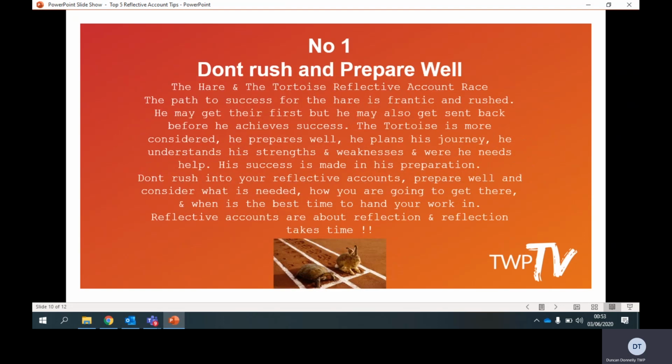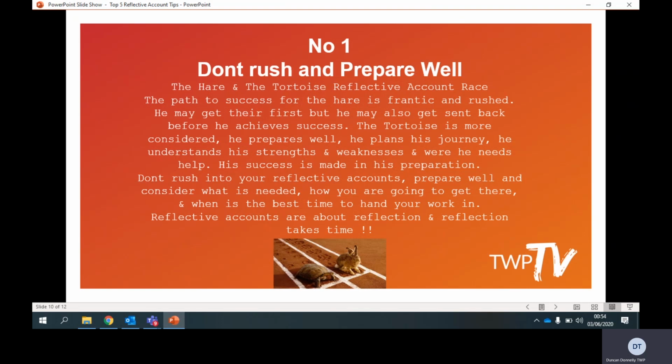Now, here's number 1. Don't rush and prepare well. I'm going to relate this to a story that you may know, you may not know. If you don't know, if you're of a certain age, you may have to go on Google and actually Google this story. This is the story about the hare and the tortoise. My title is The Hare and the Tortoise, the reflective account race. The path to success for the hare is frantic and rushed.